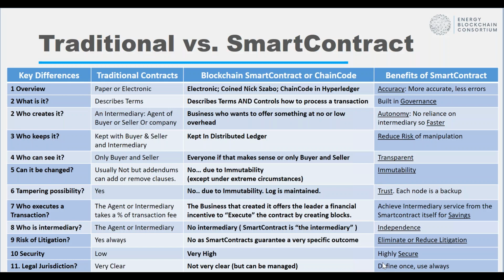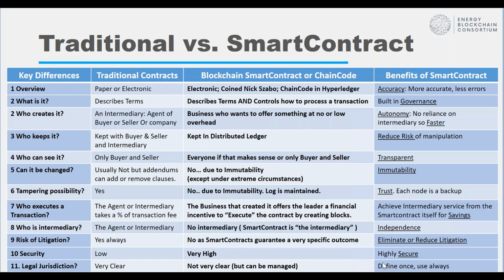Is there a risk of litigation? Yeah, obviously. The whole business of law is designed around litigation, or fear of litigation. So in a smart contract, believe it or not, there's a guarantee of a specific outcome. And that's why they say the smart contract should be as simple as possible.